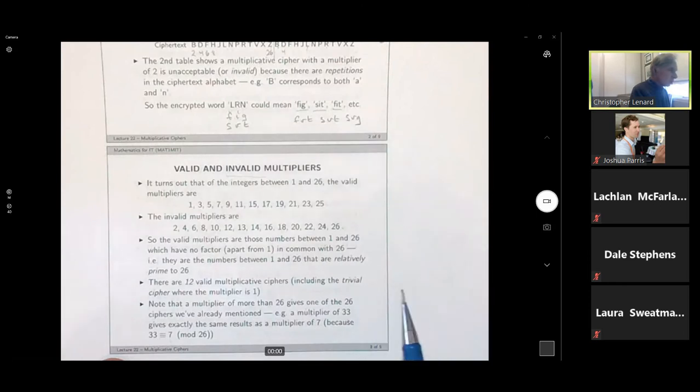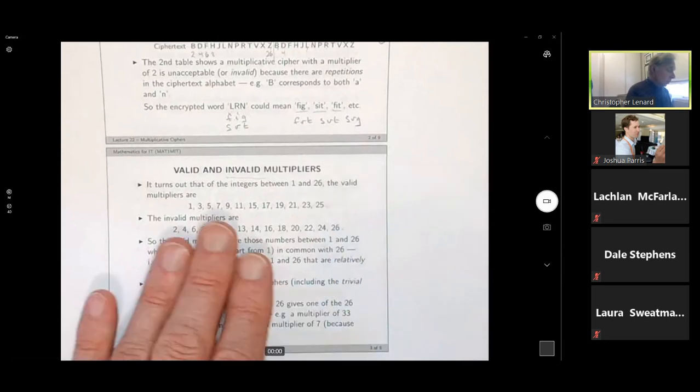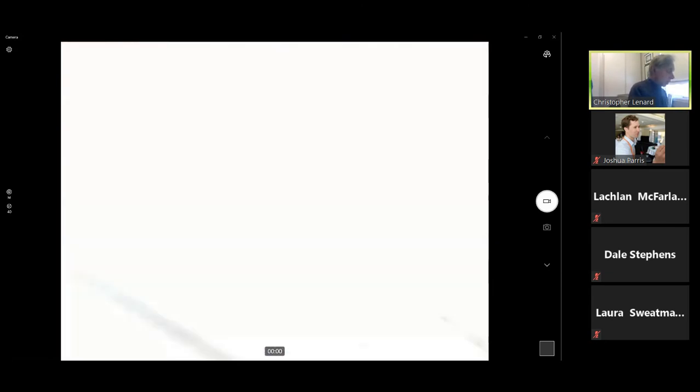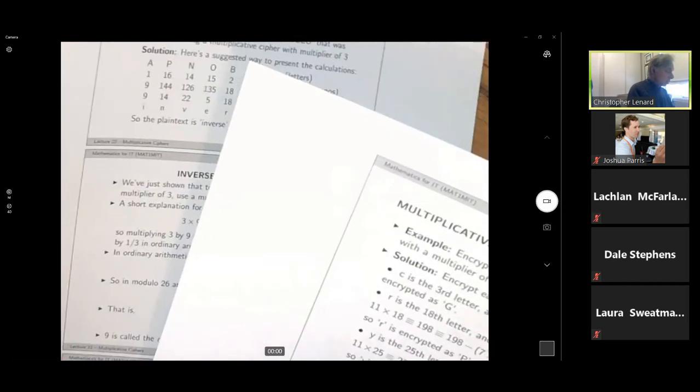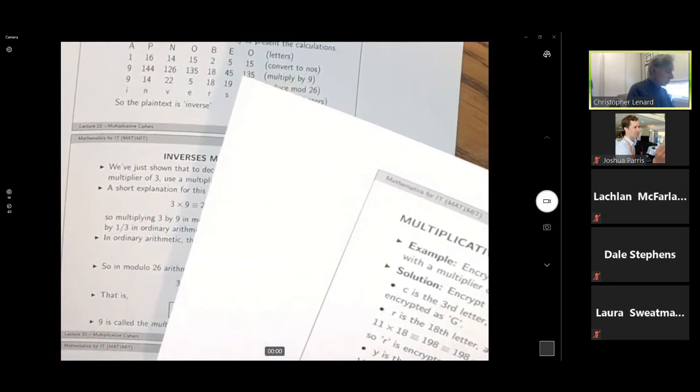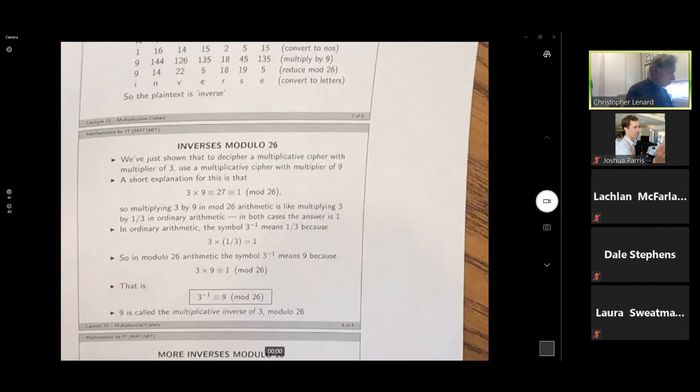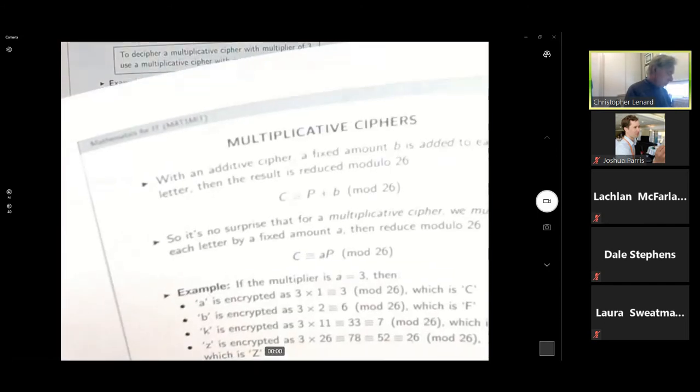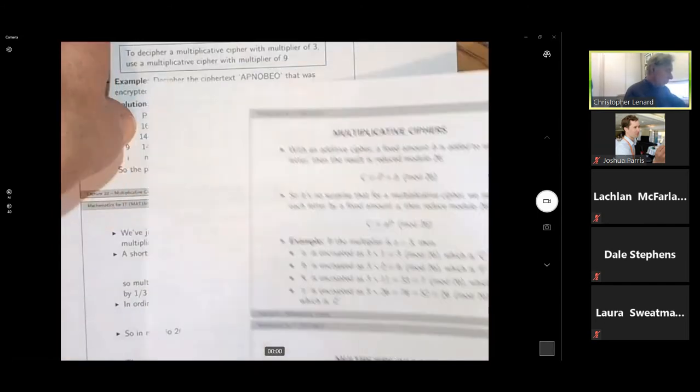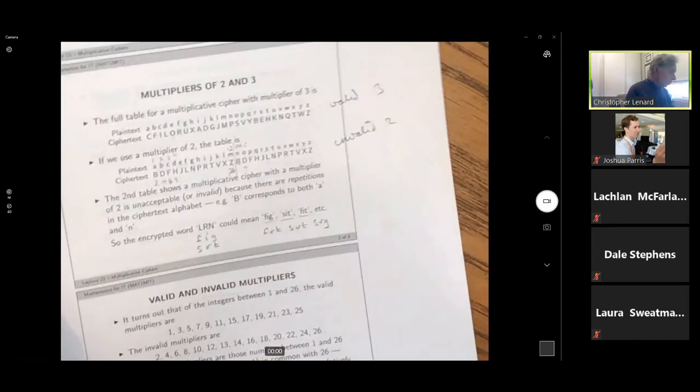But it still doesn't answer the question, why these don't work, but these do? And the answer, I was going to tell you what the answer was. Okay. Very briefly what the answer is.